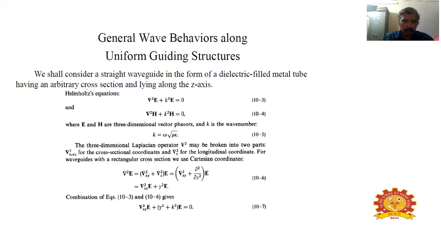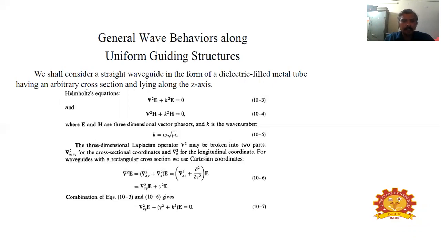General wave behaviors along uniform guiding structures. We shall consider a straight waveguide in the form of a dielectric-filled metal tube having an arbitrary cross section and lying along the z-axis. By means of the Helmholtz equation, we have del squared E plus k squared E is equal to zero, where E refers to the electric field intensity, and del squared H plus k squared H is equal to zero, where H refers to the magnetic field intensity. E and H are three-dimensional vector phasors, and k is the wave number, where k is equal to omega times root of mu epsilon.